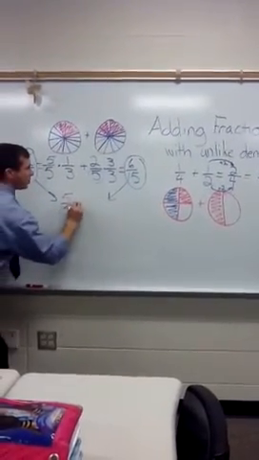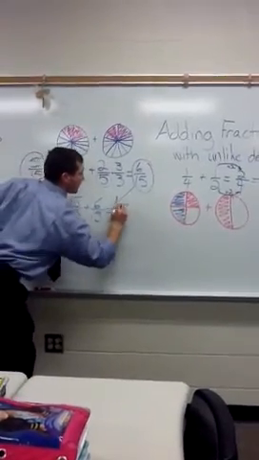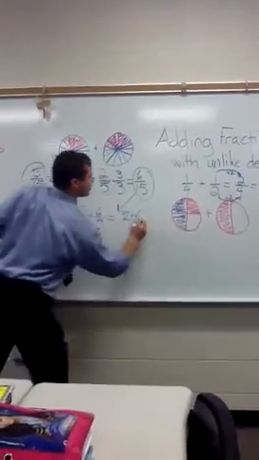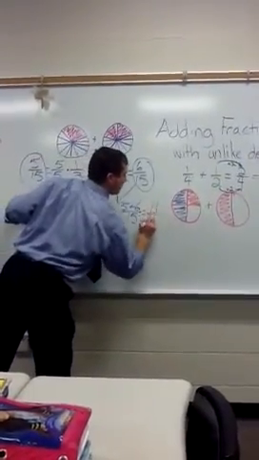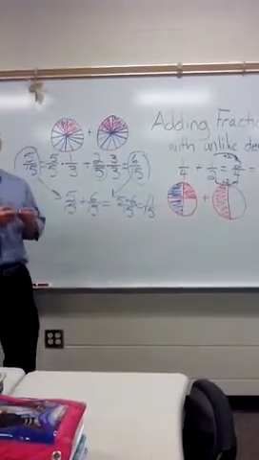5/15 plus 6/15 equals 5 plus 6 over 15, which we know is 11/15. And that is completely simplified, so that would be your final answer.